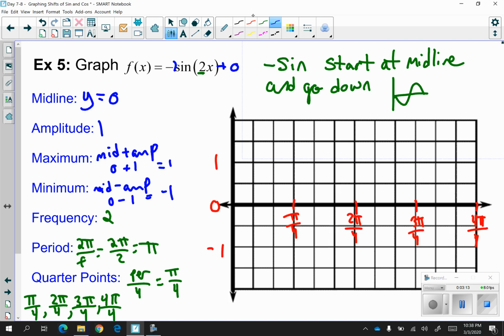We're going to start at the midline, and our midline is at y equals 0. So I'm going to put a dashed line there. And our first point is going to be on the y-axis at the midline. Because it's negative, I'm going to head downwards to my minimum, come back to your midline, go up to your maximum, and come back to your midline. And connect everything with a nice round curve.